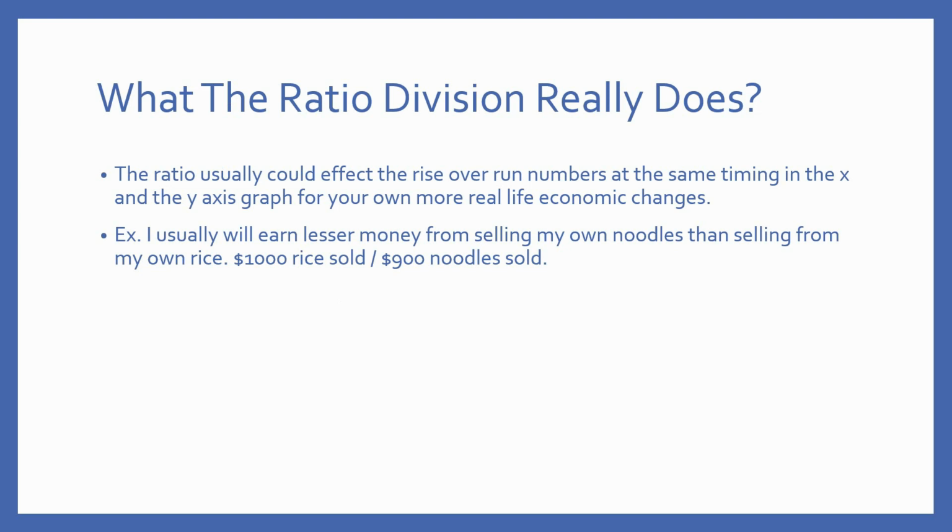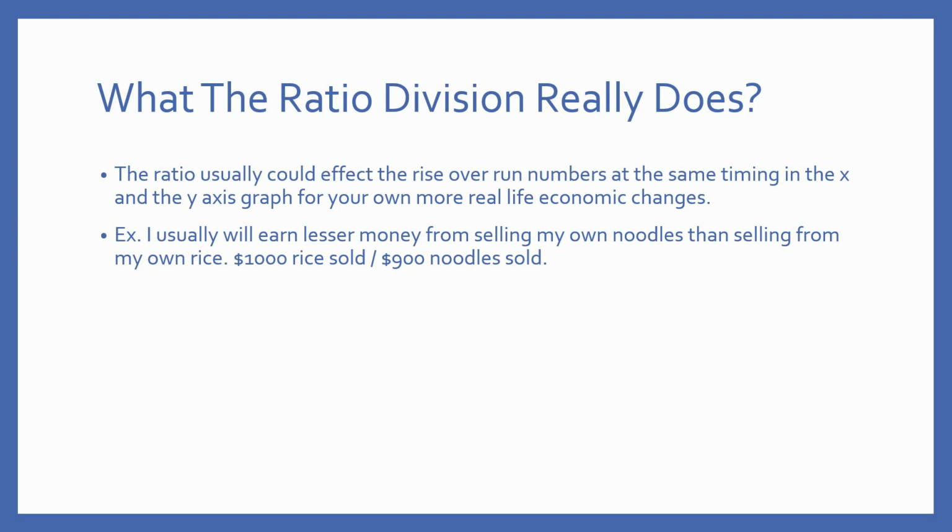So I usually earn $1,000 on rice sold, and I usually earn less money from noodles. By comparison, it's around $900 from noodles sold instead of $1,000 from rice sold. So it proves that rice sold more and I earn more than with noodles. The comparison is just trying to find the real answer on which one you earn more from.